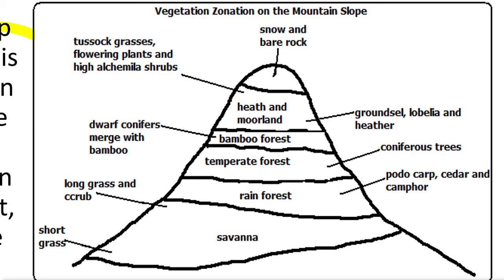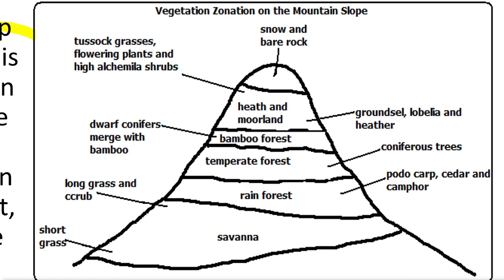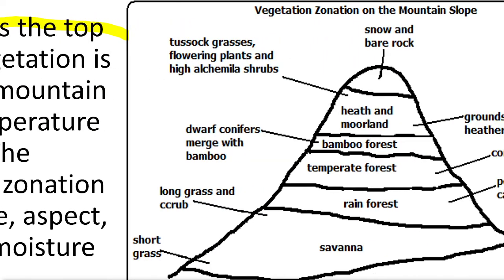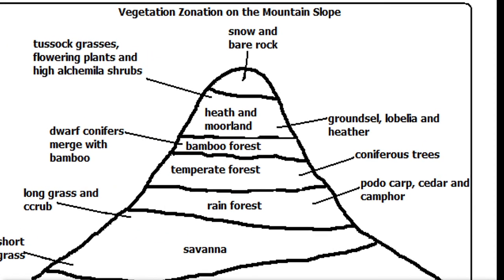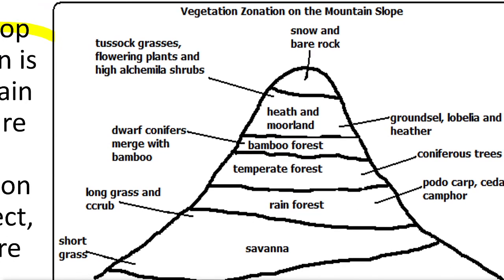From the bottom, we have the savanna, we have the rainforest, we have the temperate forest, let me zoom it out again. We have the temperate forest, we have the bamboo forests, we have the heath and moorland, and we have the snow and bare rock. On this side, we have some characteristics.